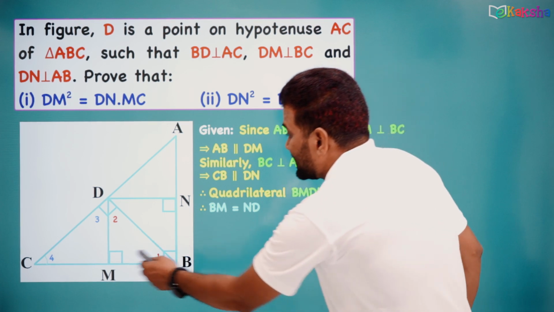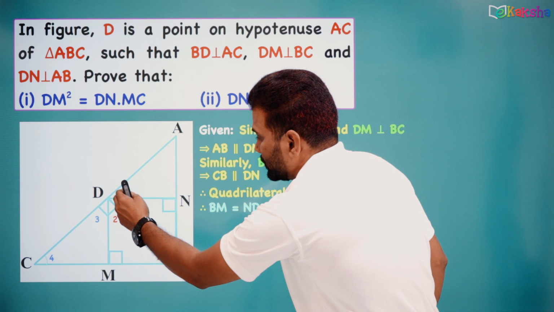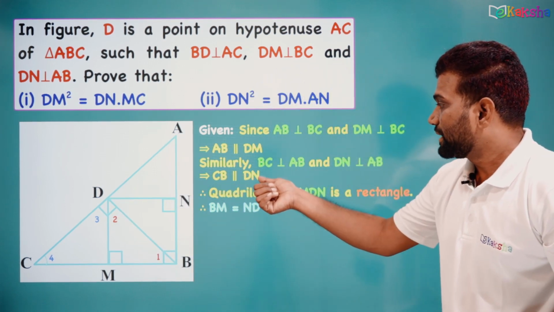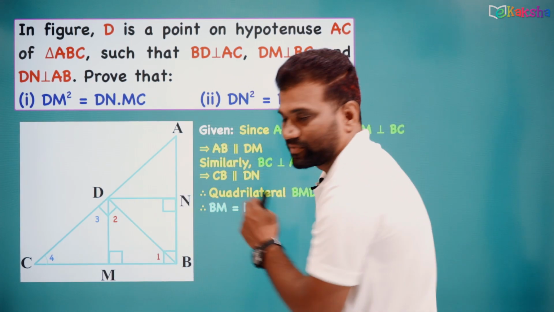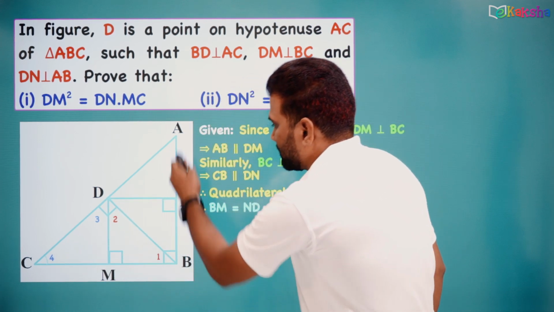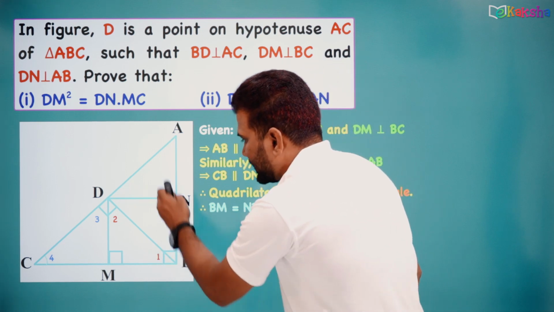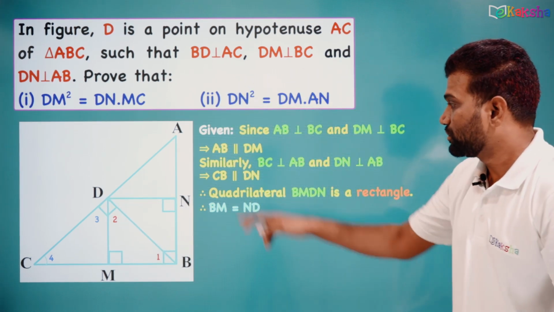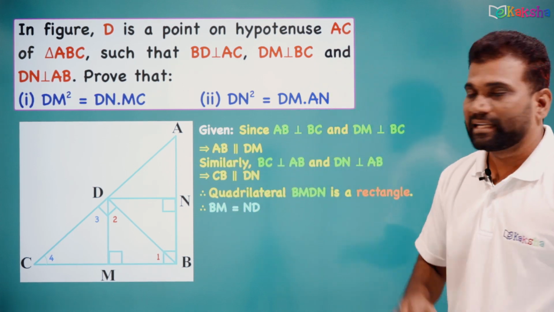Similarly, BC is perpendicular to AB and DN is perpendicular to AB. Then we can say CB is parallel to DN. Got it or not? These two lines are perpendicular to AB, this angle is 90, this angle is 90, corresponding angles are equal, so this line and this line are parallel to each other. So CB is parallel to DN. We have got another relation.